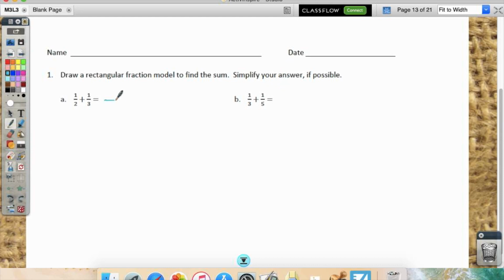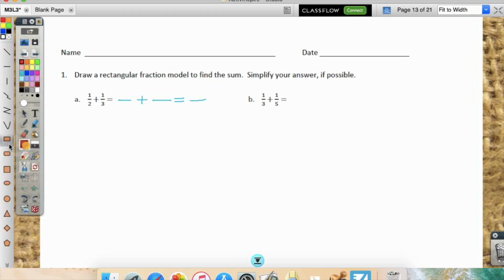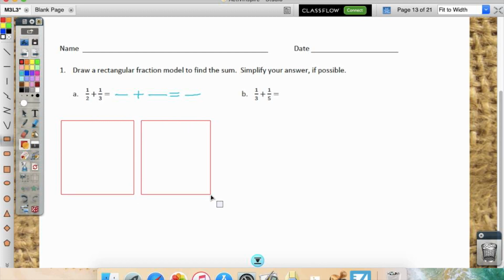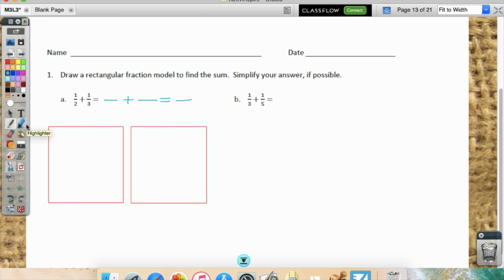Okay, first step, I really want you to rewrite the problem with no numbers in it. And we're going to draw a couple boxes. This is why I really like this board, because it draws a box for me. Is that blue dark enough? Can you see it? Okay. All right, so now I'm going to copy 1/2 down here with a long line and 1/3 down here with a long line.